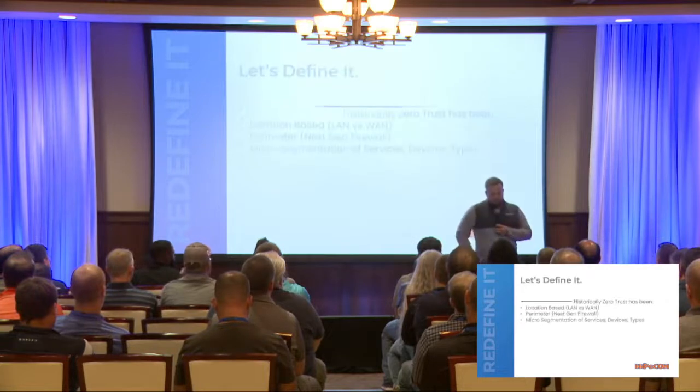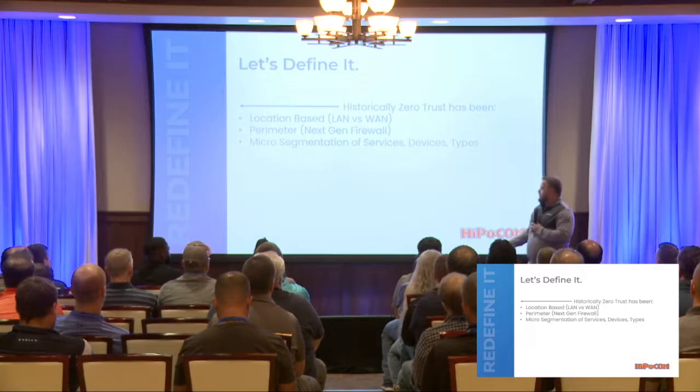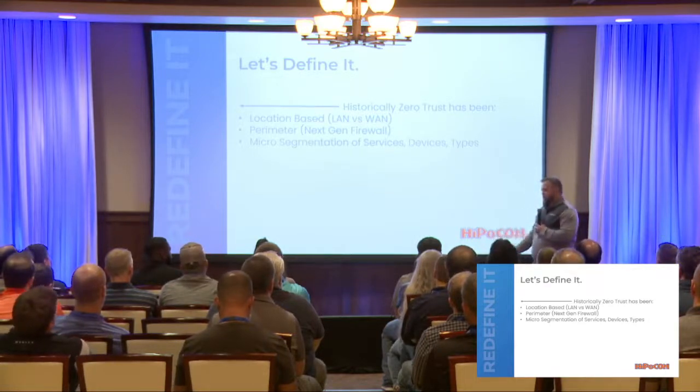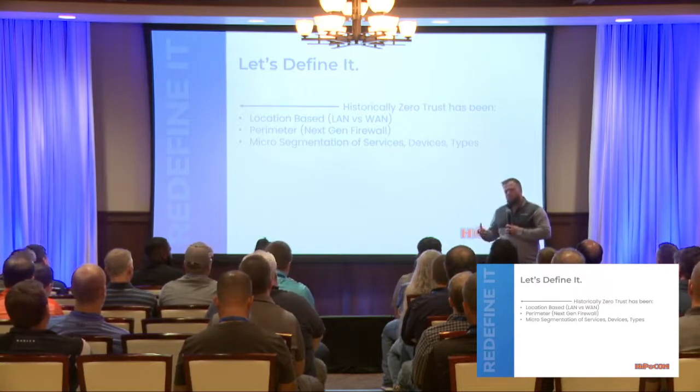So let's define what it's been. Historically, zero trust has been location-based, LAN versus WAN. Where are you accessing the data from? Where are you coming from? Stuff is stopped at the perimeter with a next-gen firewall using IPS, IDS, or other security services. And then we have micro-segmentation of services, devices, or types to control access to specific types of data or specific services or applications.